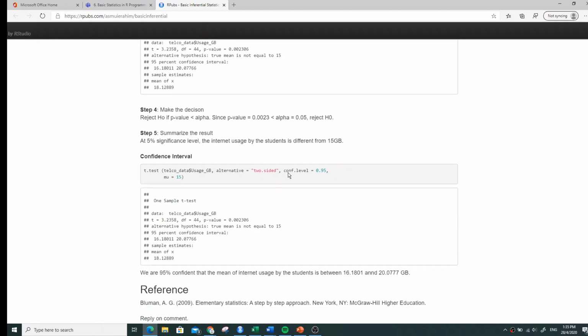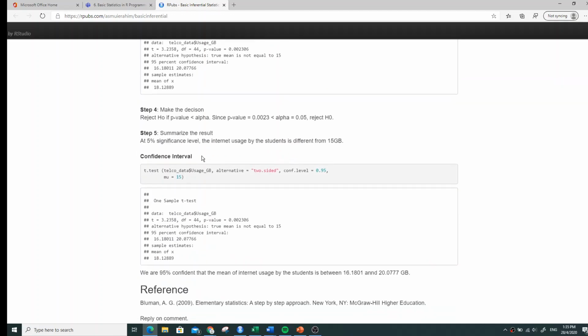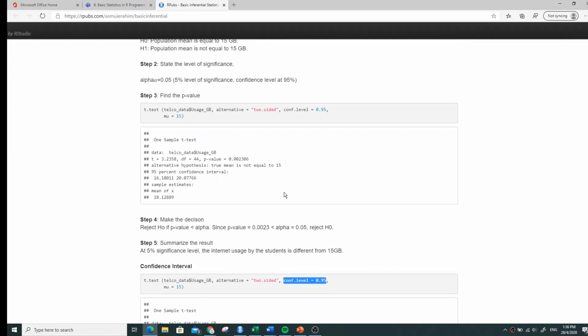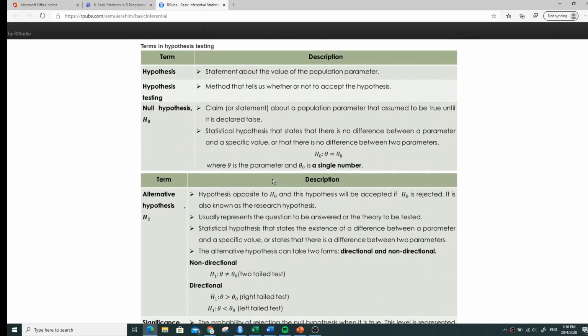Another thing that you can get from our output here is the confidence interval. Confidence interval for how many percent? 95%, depending on how you specify the argument for confidence level. So those are the two things that you need to understand when writing the hypothesis testing.